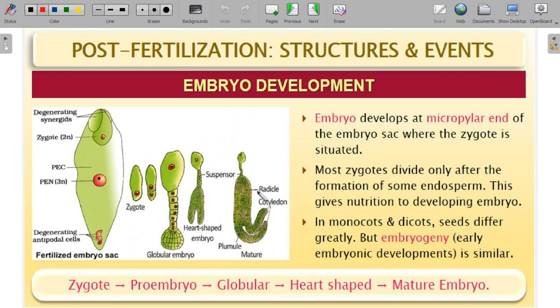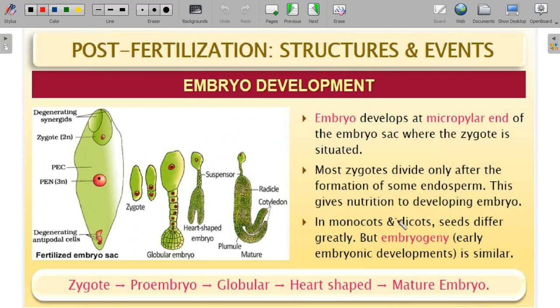It is shown here. You know what is radicle and plumule? If not, again separately I'll be discussing the structure. Where is embryo development taking place, at the chalazal end or at the micropylar end? It takes place at the micropylar end. Why? Because the egg cell is present at the micropylar end. Syngamy takes place at the micropylar end, so the zygote is formed at the micropylar end. So embryo development occurs at the micropylar end of the embryo sac where the zygote is situated. The zygote divides only after a certain amount of endosperm is formed because it gives nourishment to the developing embryo.